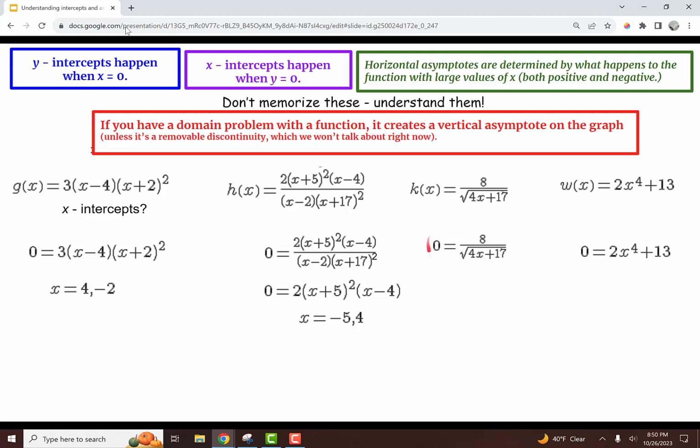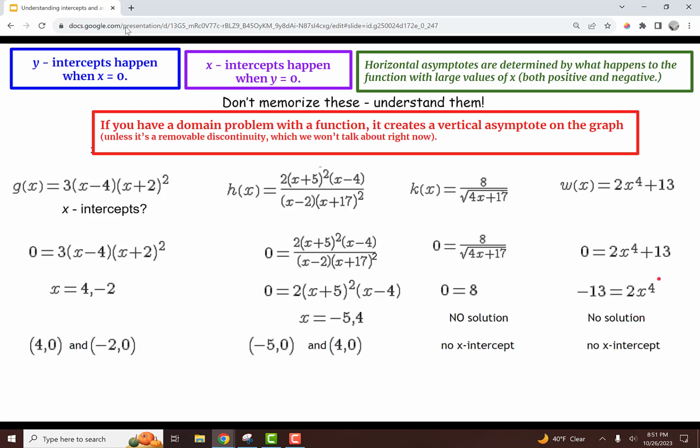For this one, the only way for a fraction to be 0, again, is if the numerator is 0, and that's not ever going to happen. So that one has no solution. And if we try to solve for x here, we're going to end up with negative 13 equals 2x to the 4th. The 2x to the 4th is always positive, or 0 at the least. So no solution there.